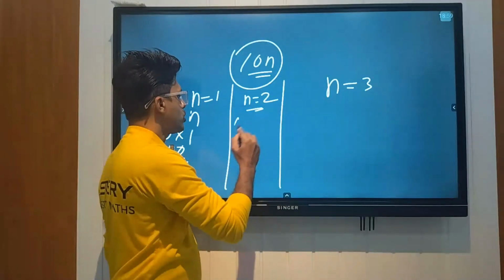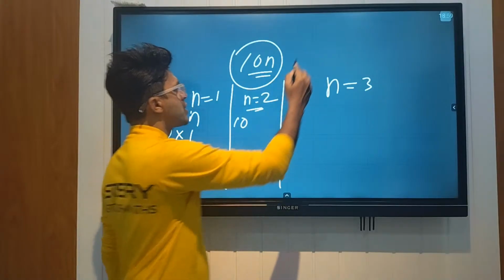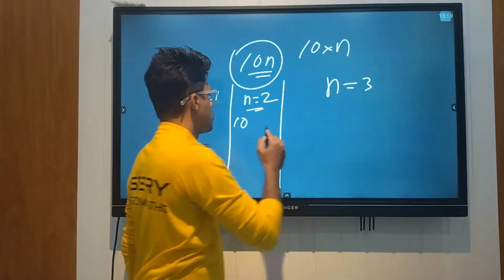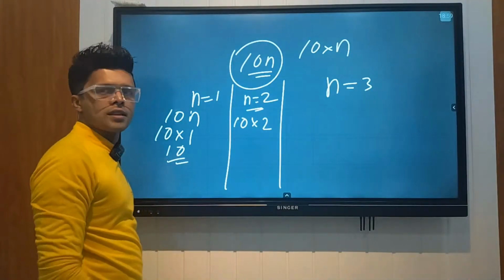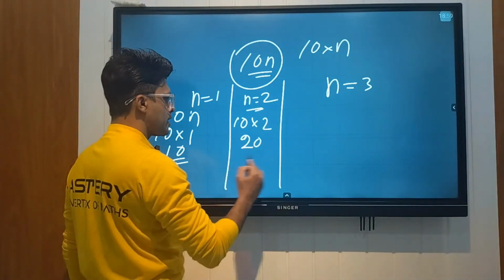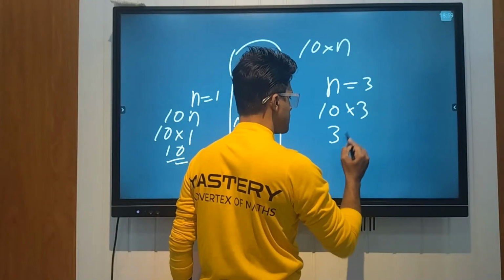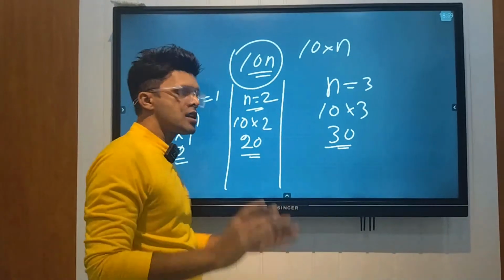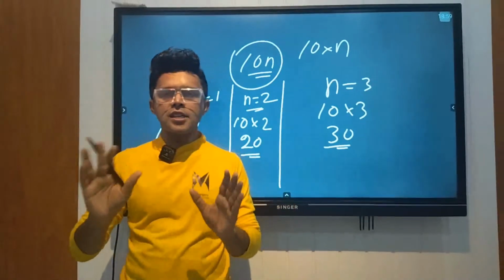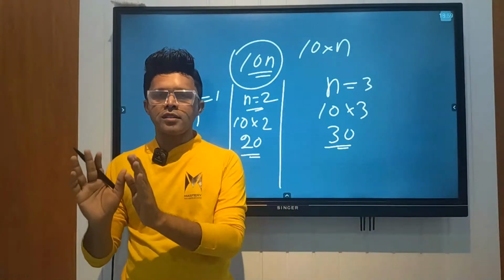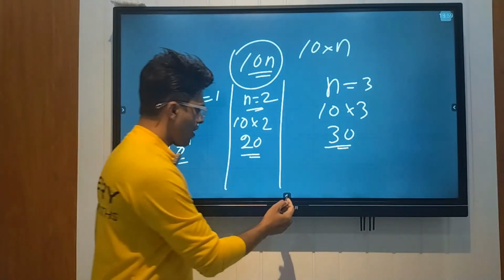Then 10n means 10 into n. So 10 into 2 is 20. We could get the third term as well. 10 times 3, which is 30. So when you know the general term of a given number pattern, you are able to get the terms as well. Okay, bear in mind that fact as well.